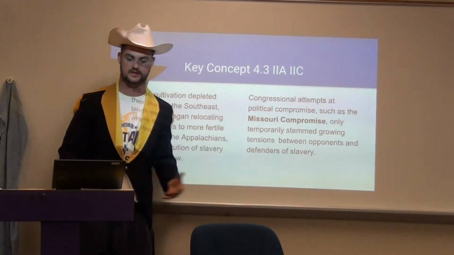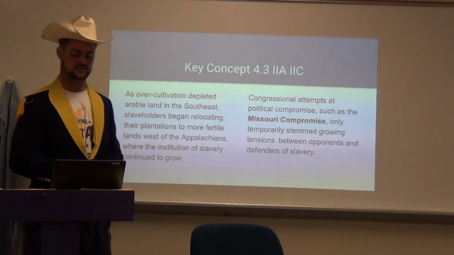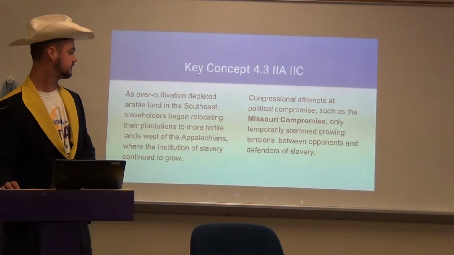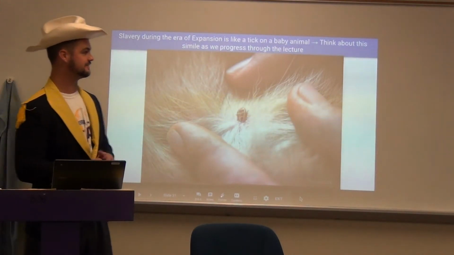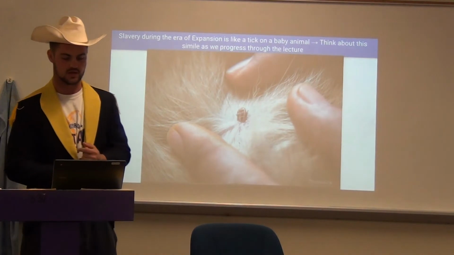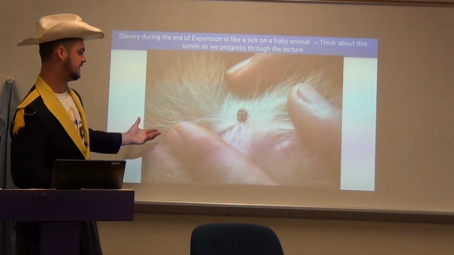We're going to get into that a little bit. They do a nice job of making both sides happy. Okay? Both sides happy in terms of their influence on the federal government. So an example that Mr. O'Donnell made up, and I think it's a good one, is that the era of expansion is like a tick on a baby animal. I want you to think about this simile.